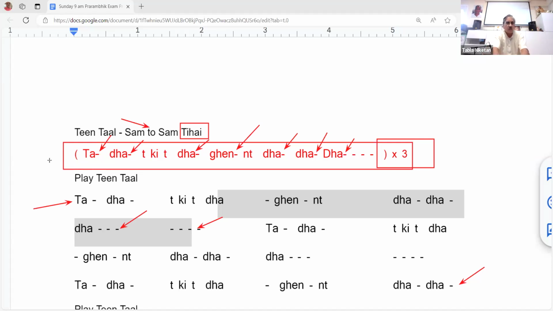Okay, so let's say without giving the rhythm, with me. Ready, everybody? One, two, ready, go. Ta a dha a ta ki ta dha a ghe en ta dha a dha a dha, 1 2 3, 1 2 3 4. So it's a pretty long pause if you see here. Dha, 1 2 3 and 1 2 3 4.